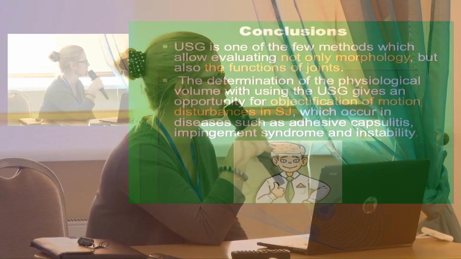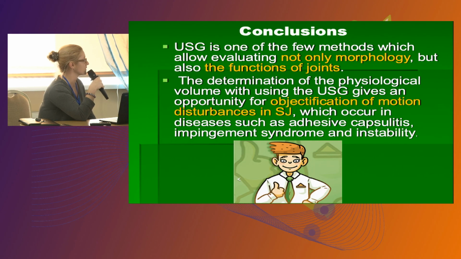It's very important because, for example, MRI is a very good examination. It shows us anatomy, but when we're speaking of functions, it is very important to make some objectification, and the determination of the physiological volume with the use of UCG gives us a great opportunity for objectification of motion disturbances in shoulder joint, which occur in such diseases as adhesive capsulitis, impingement syndrome, and instability.